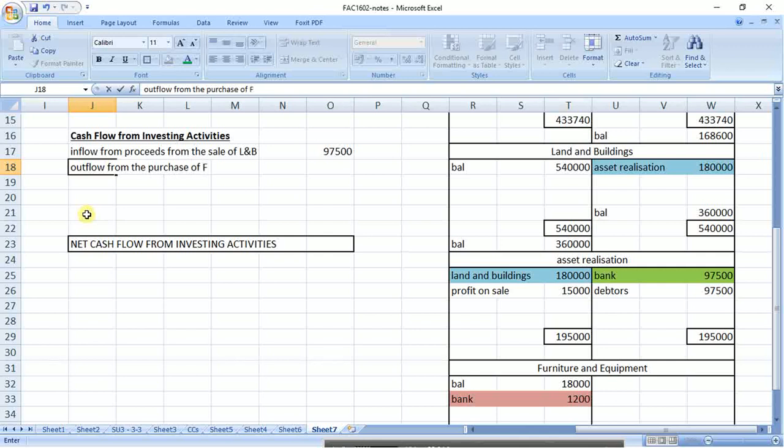Of F and E. Okay, negative, whatever that figure is. That's the figure. What is it? 12 of 1,200. Okay, next.